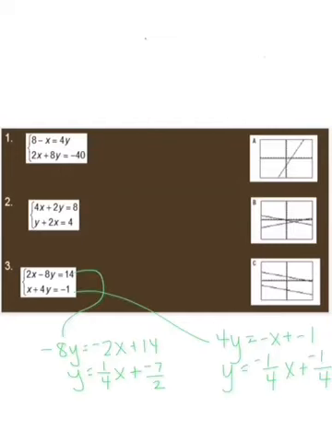For our last system here, this third one, I solved them both into y equals mx plus b form. When you look at these two, you'll notice that both of them have different slopes. We have the slope of 1/4 here and the slope of negative 1/4 there. So I have a positive and a negative slope. And then I have two different y-intercepts, so I know that this one has to be my intersecting lines. So if it intersects, we know that we have different slopes and different y-intercepts, and one intersection means that we have one solution.